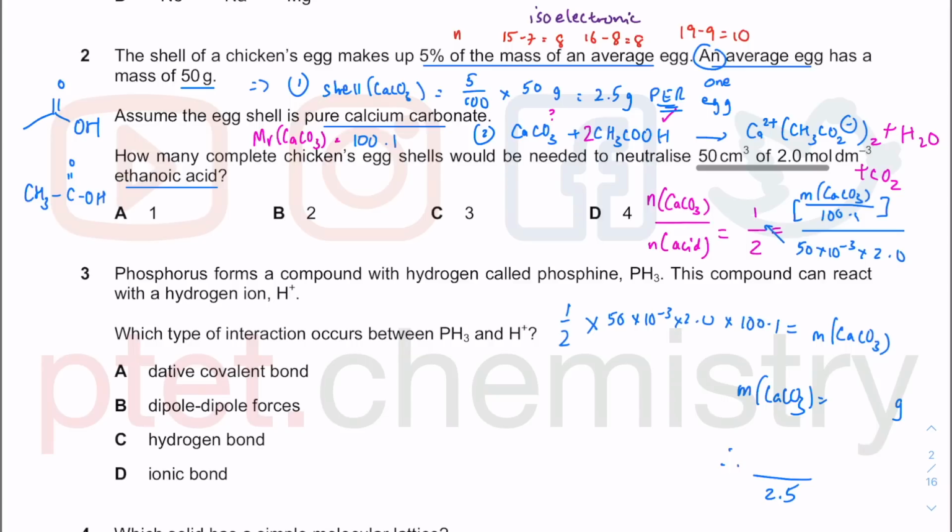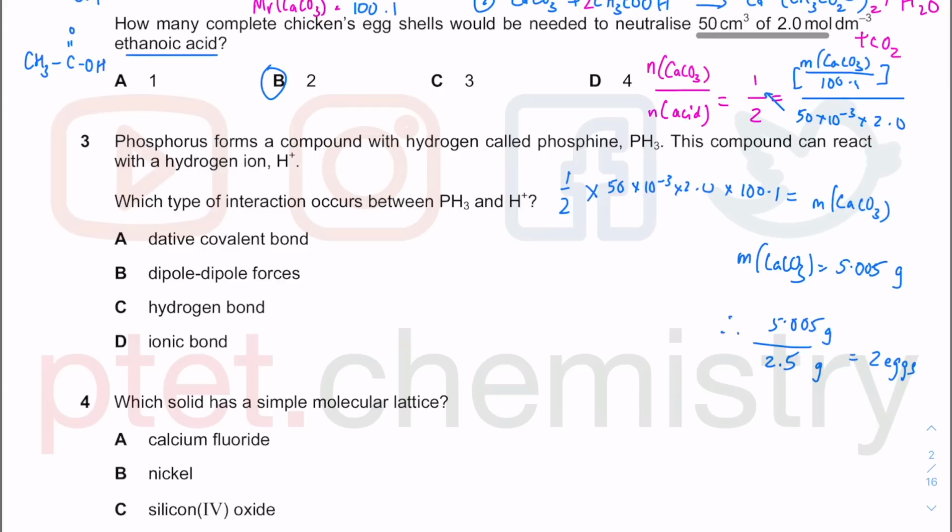So let's press the calculator again. And I don't think I would have gotten the answer right just now, so that's how I know my answer was wrong. So 5.005 gram divided by 2.5 gram per egg, I'm going to get 2 eggs roughly. So 2 eggs are going to give me enough calcium carbonate to react and neutralize this amount of the ethanoic acid based on this balanced equation there.